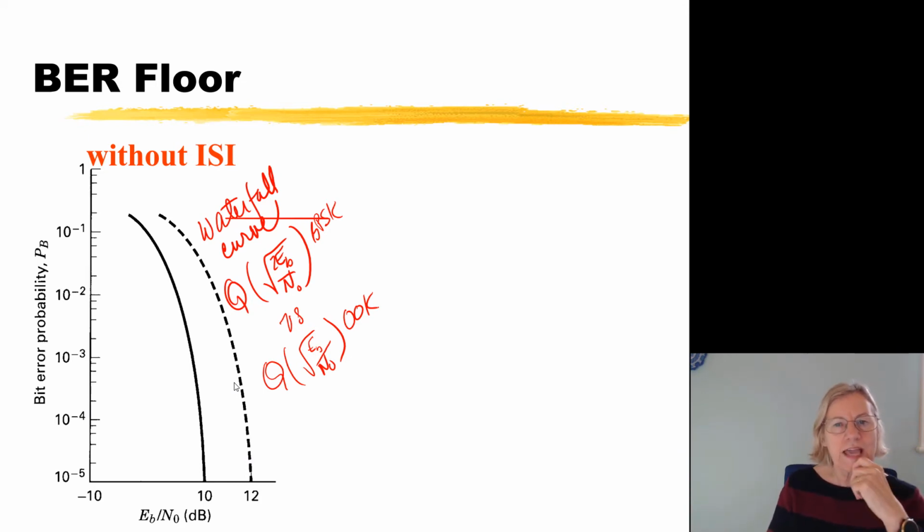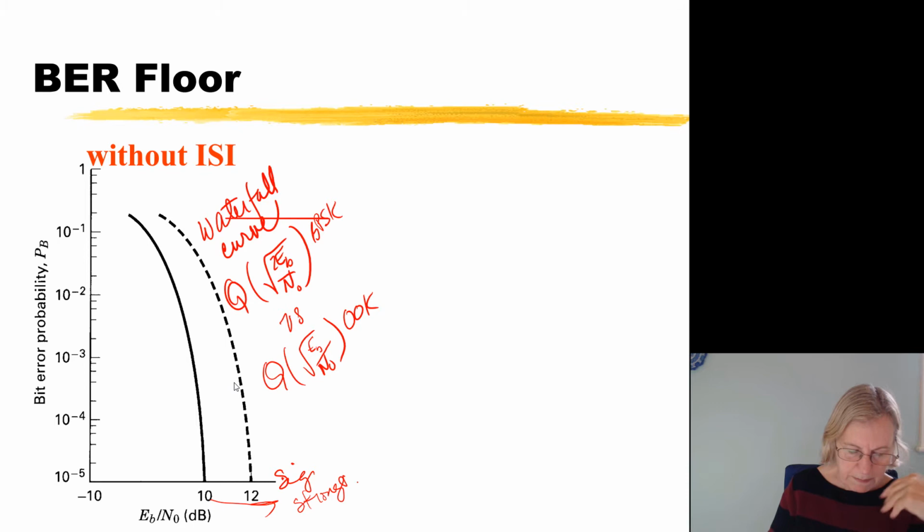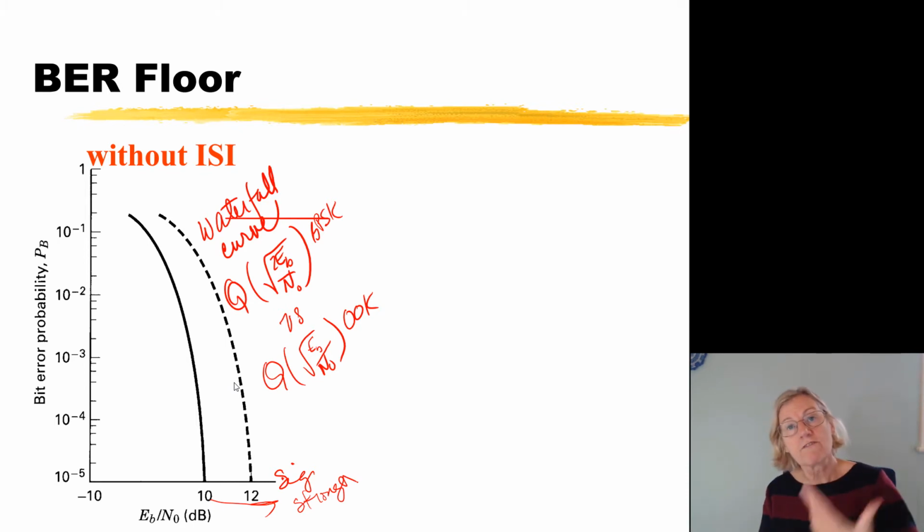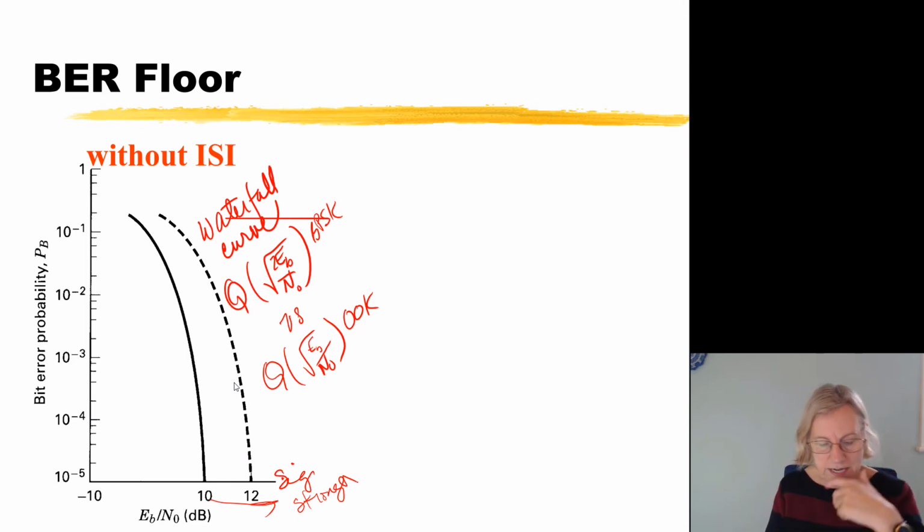However, what happens when we have intersymbol interference? Well, we don't have this same behavior. For instance, in this behavior, as long as I can keep making my signal stronger, if I keep making my signal stronger, my probability of error keeps going down. That's what waterfall means. As long as I keep moving to stronger signals, the bit error rate goes down.